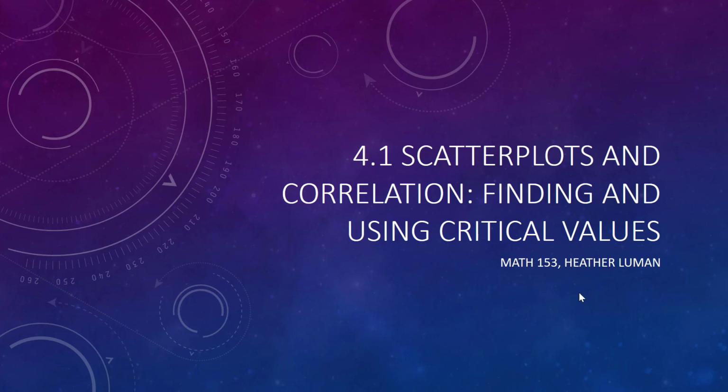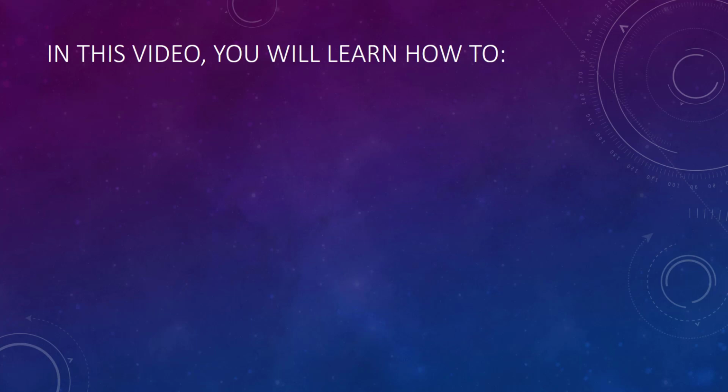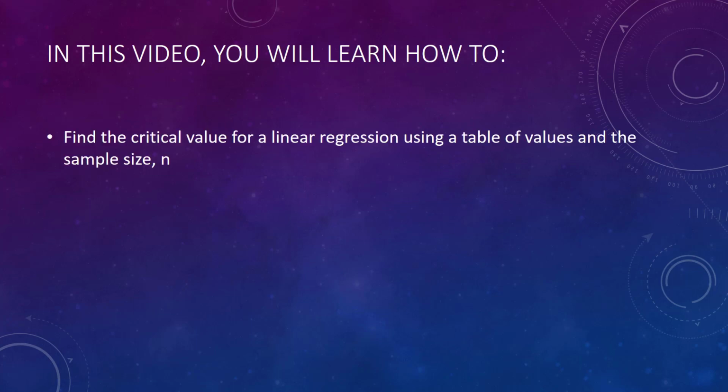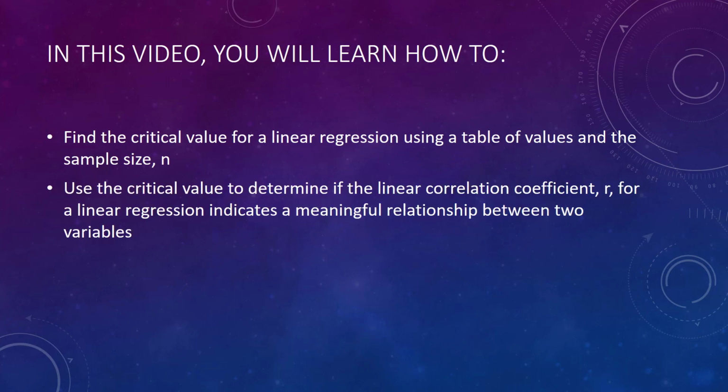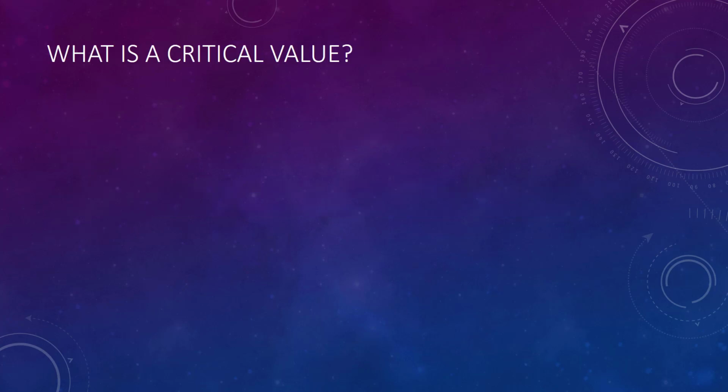Welcome to this video on scatter plots and correlation, finding and using critical values. In this video, you will learn how to find the critical value for a linear regression using a table of values and the sample size n, and use this critical value to determine if the linear correlation coefficient r for a linear regression indicates a meaningful relationship between two variables.